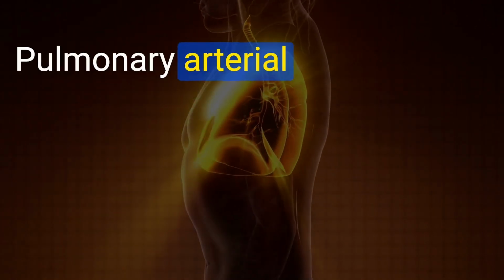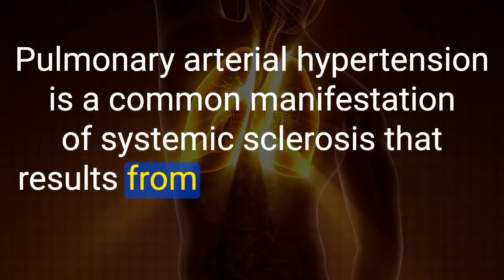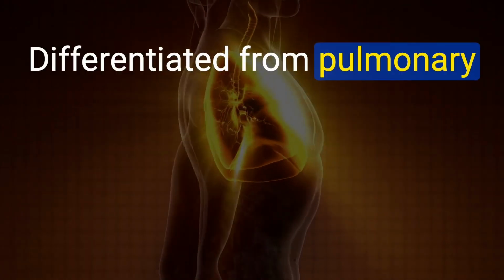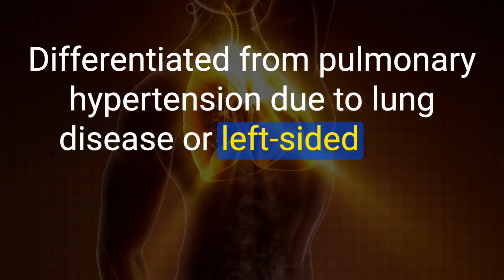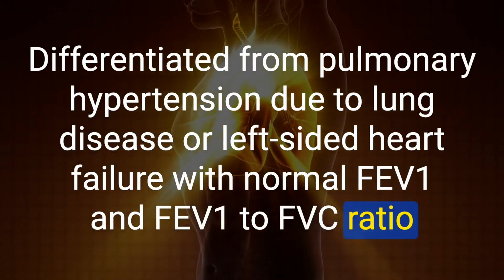105. Pulmonary arterial hypertension is a common manifestation of systemic sclerosis that results from intimal hyperplasia of the pulmonary arteries. It is differentiated from pulmonary hypertension due to lung disease or left-sided heart failure by a normal FEV1 and FEV1 to FVC ratio.